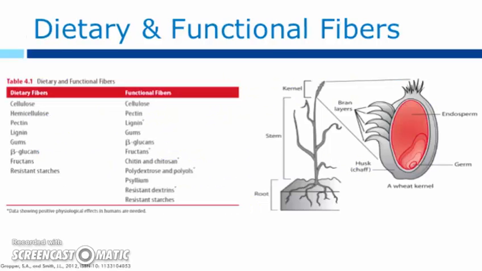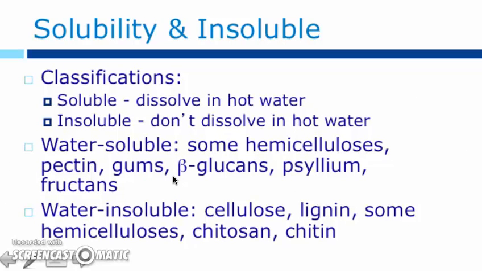This slide reviews the dietary and functional fibers we find in our food or food products. You can see that chitin, chitosan, polydextrose, polyols, psyllium, and resistant dextrins are only functional fibers that have been isolated, manufactured, or extracted. All fibers can be classified as soluble or insoluble, with soluble fibers dissolving in hot water.